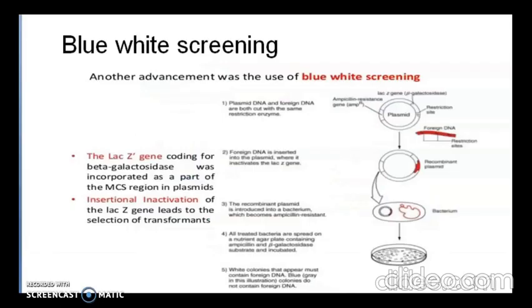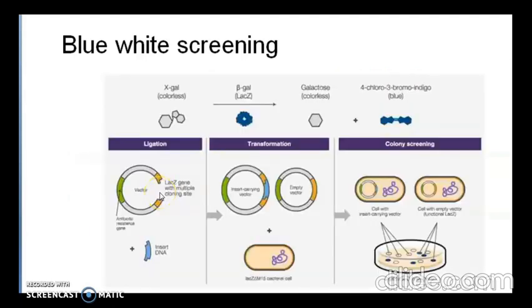Another advancement was the use of blue-white screening. This blue-white screen is a screening technique that allows for the rapid and convenient detection of recombinant bacteria in vector-based molecular cloning experiments. The DNA of interest is ligated into a vector. The vector is then inserted into a competent host cell viable for transformation, and which are then grown in the presence of X-gal.